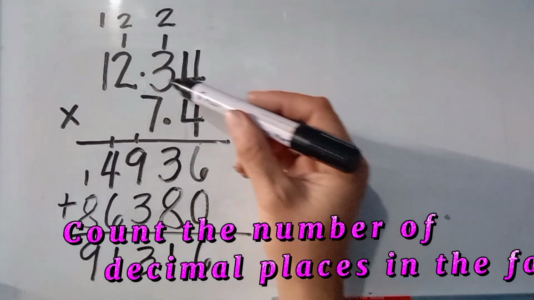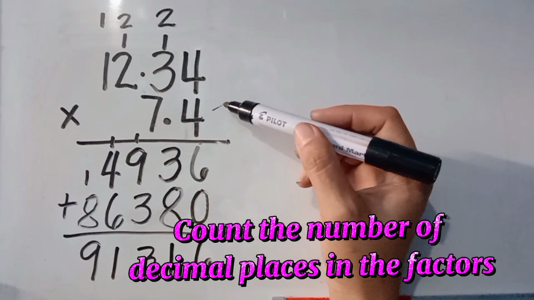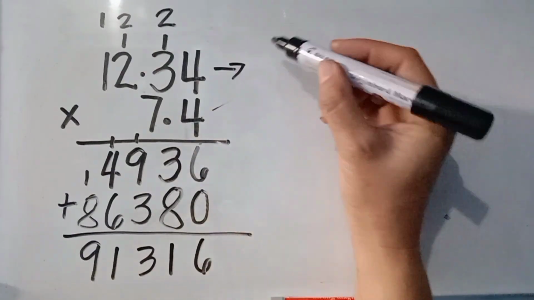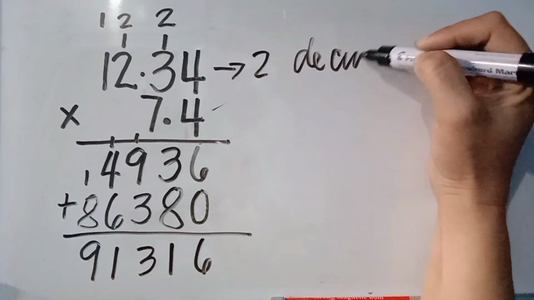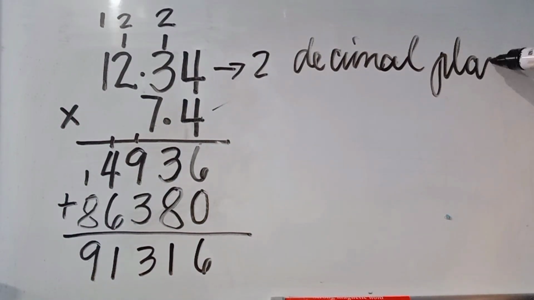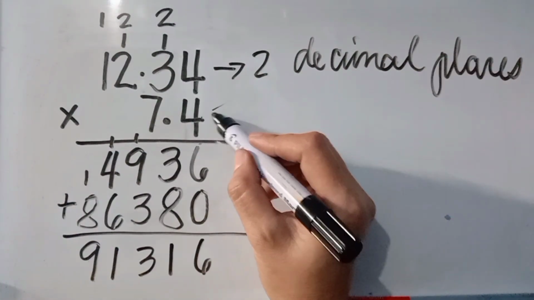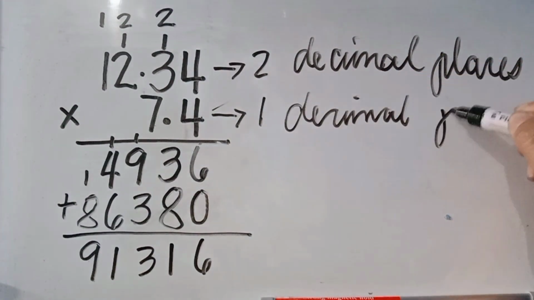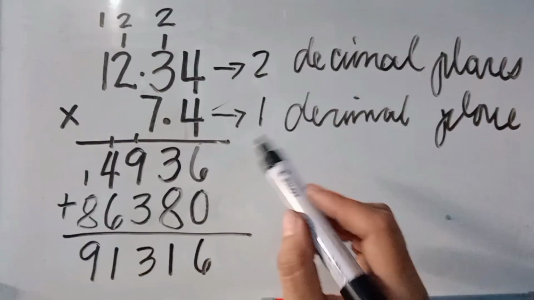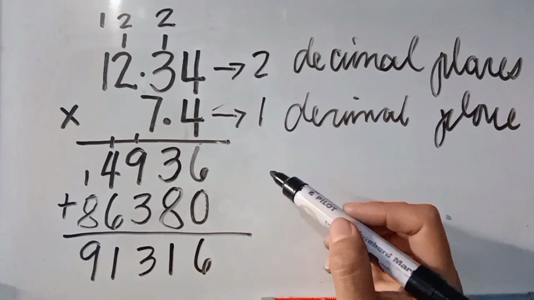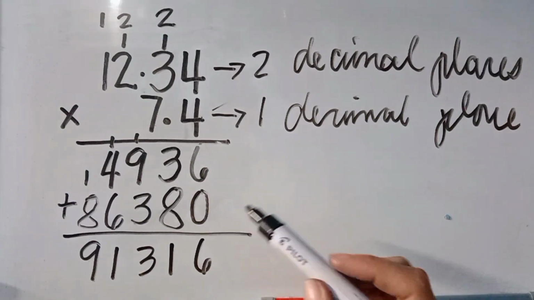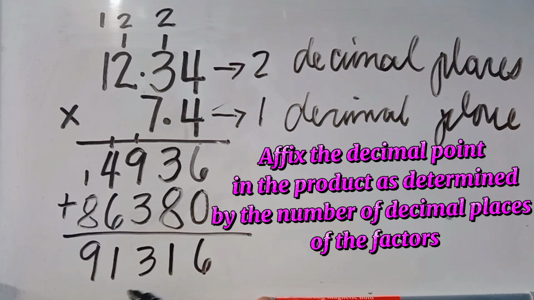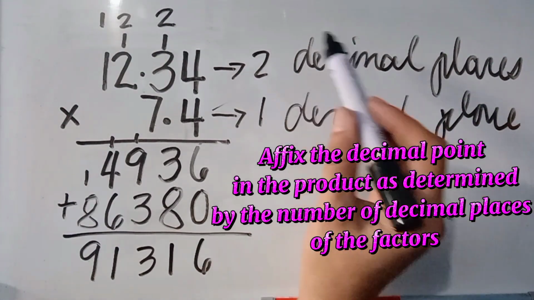We are going to count the decimal places in the factors. So, dito po, ilan ang decimal places? 1, 2. So, there are 2 decimal places. Okay, dito naman sa baba, ilan ang decimal places? Okay, 1 lamang. 1 decimal place. Ano po? Okay, now, how many decimal places are there in all? So, there are 3 decimal places. So, next is, we are going to affix the decimal point in the product as determined by the number of decimal places in the factors.